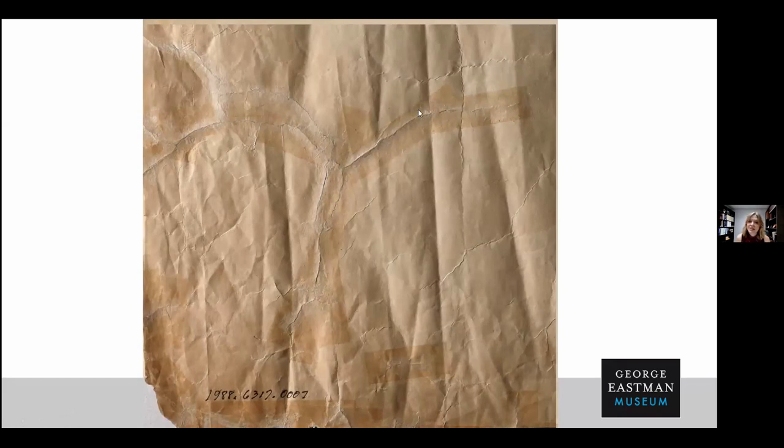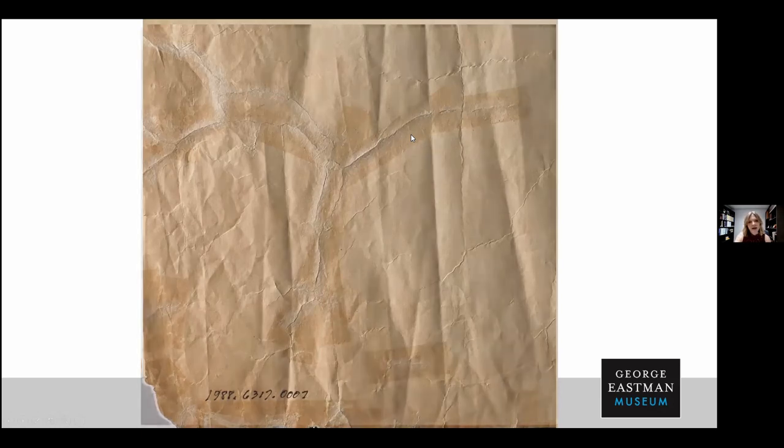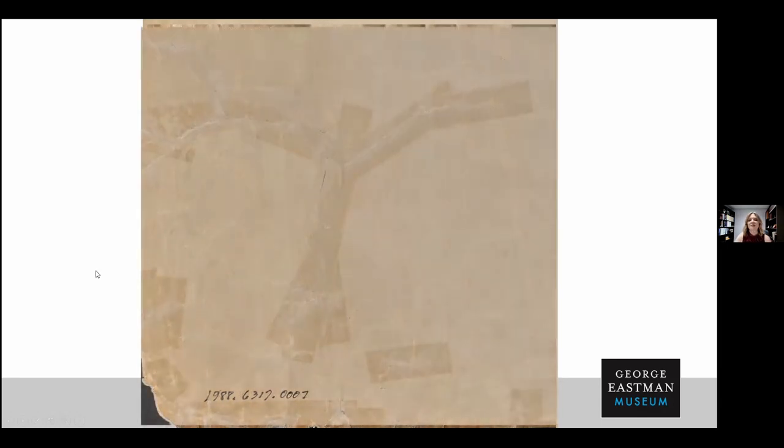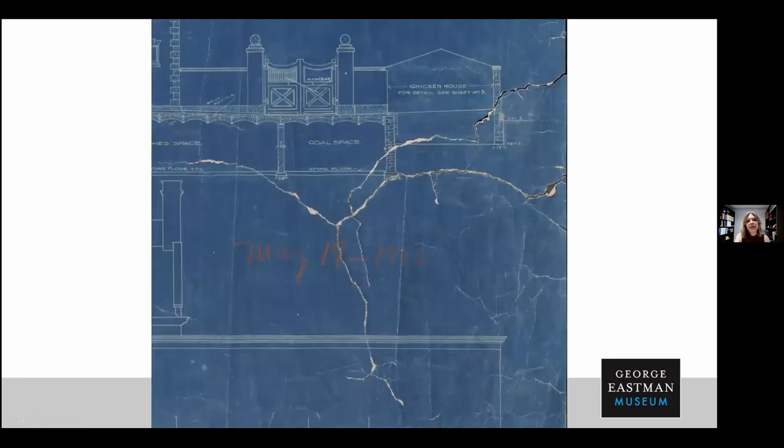The tape did discolor the back of the blueprint. I didn't do any kind of stain reduction, because it wasn't going to cause any more damage to the print once I removed the tape and the adhesive. And so here's the back after treatment, a detail, obviously. And what was really helpful is you can see here a lot of those overlaps, a lot of this little white area.